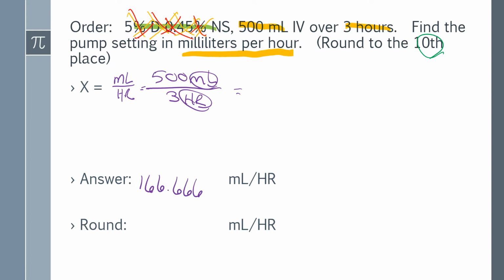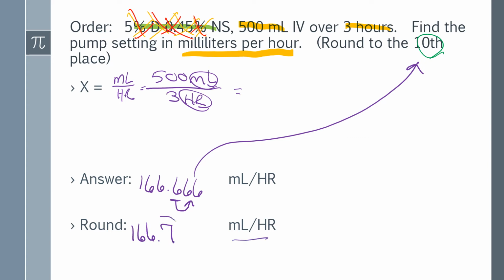166.666. But remember, got to round. So we said round to the 10th, and this is the 10th. So we have to take a look at this. 6 tells me to go higher. So now we're going to have 166.7 milliliters per hour. And there is our final answer.